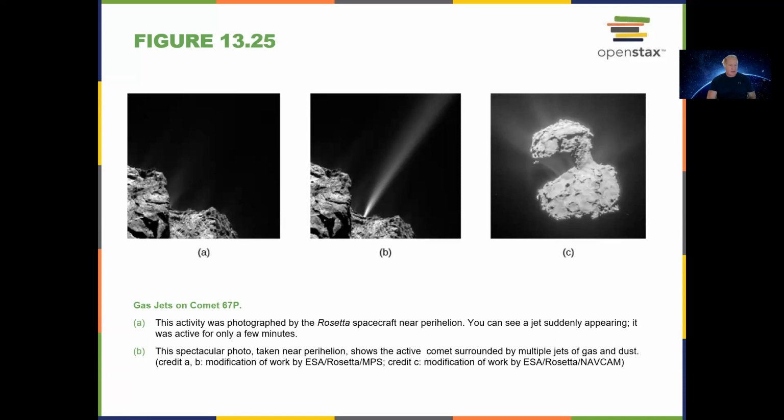These show gas jets coming from Comet 67P, and this activity was photographed by the Rosetta spacecraft near perihelion. You can see a jet suddenly appearing and only active for a few minutes.